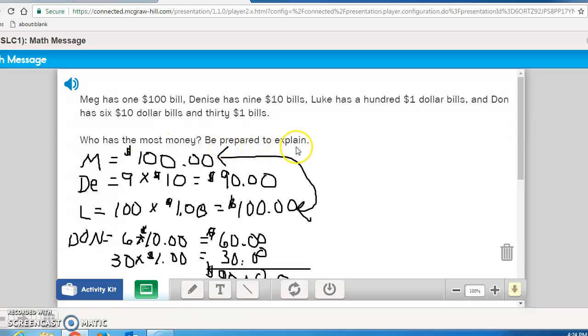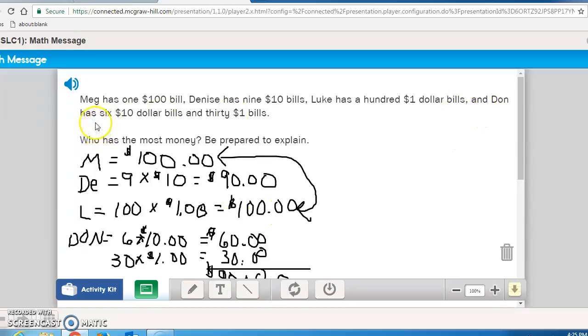Be prepared to explain. What I'd like to do here, and what you see that I have written, is I put M for Meg, has, so I put equals, one $100 bill. Well, one $100 bill is $100. DE stands for Denise, and it says she has 9 $10 bills. So I wrote 9 down and times it by $10, which equals $90. Luke has 100 $1 bills, so I put 100 times $1 equals $100.